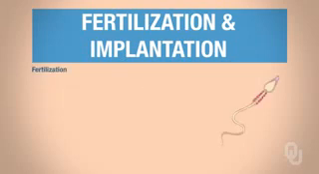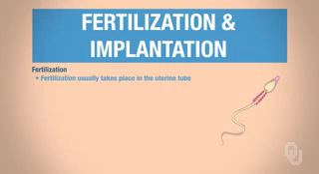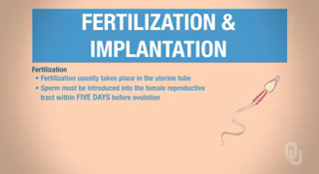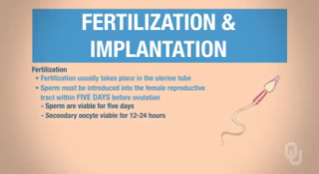So in fertilization usually, we put usually because that's what the normal is, it's normal for it to take place in the uterine tube, okay, as I've mentioned in previous video lectures. Sperm have to be introduced into the female reproductive tract within 5 days before ovulation. Timing is everything, all right? The sperm are viable for 5 days, and the secondary oocyte is viable for 12 to 24 hours.